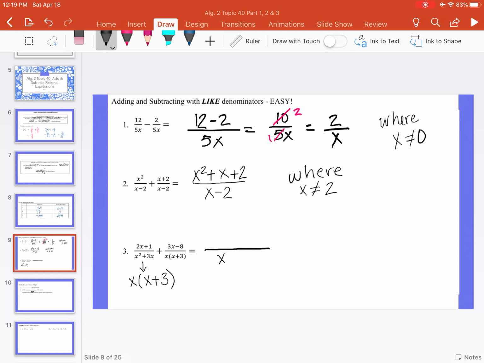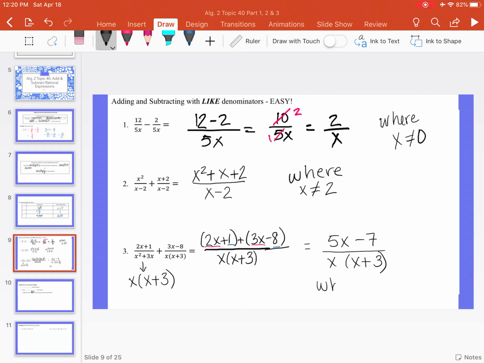So our denominator is x times x plus 3, and I personally like to keep it in factored form whenever possible because it's, again, really easy to identify restrictions on the domain. In the numerator, we will have the quantity 2x plus 1 plus 3x minus 8. So here we can combine our like terms. We have 2x and 3x, which gives us 5x. And then we have 1 and a negative 8, which gives us minus 7 over x times x plus 3.